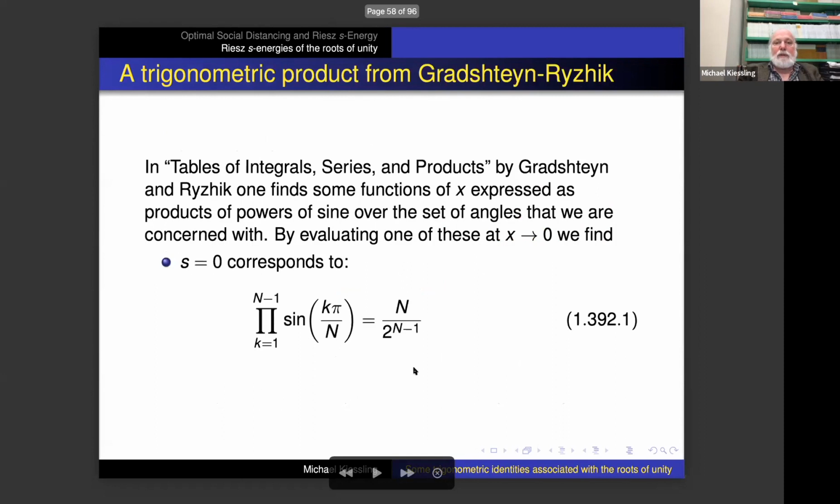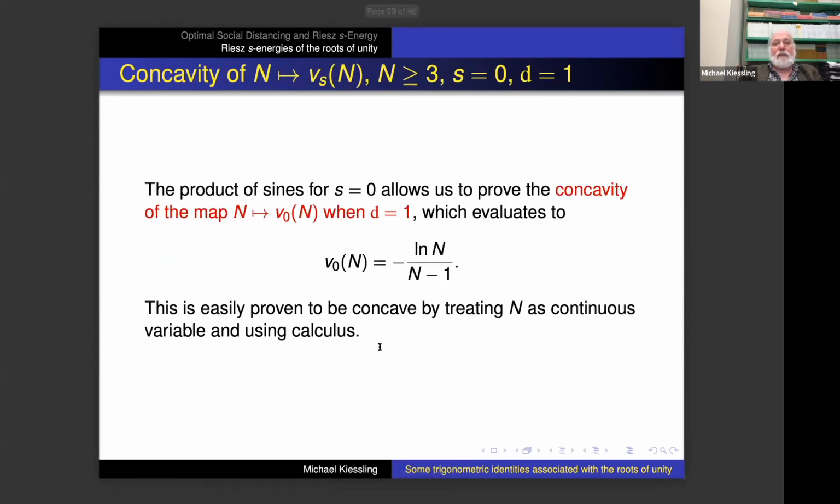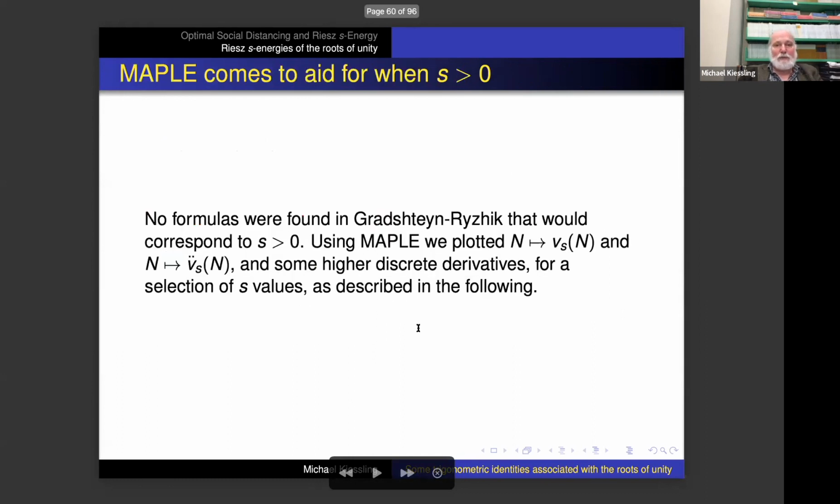Then you go on and you find a product, and that is related to s equals 0. That means the geometric mean distance formula. And this is what you get for the average Riesz pair energy when s is 0. Also a neat little formula. And also that can easily be proven to be concave. So we are so far doing fine. But we didn't find any formulas in Gradshteyn and Ryzhik for other values of s, in particular not positive.